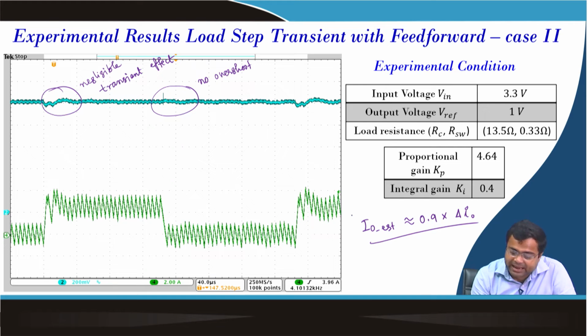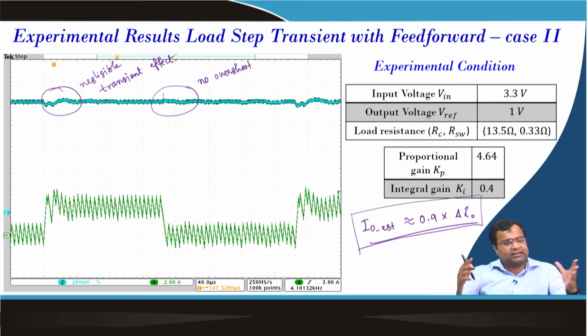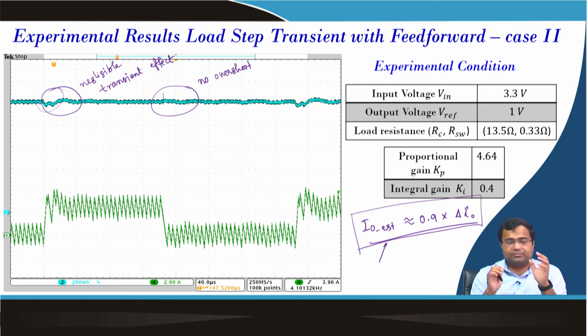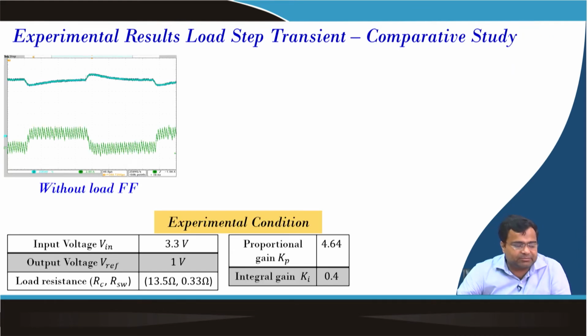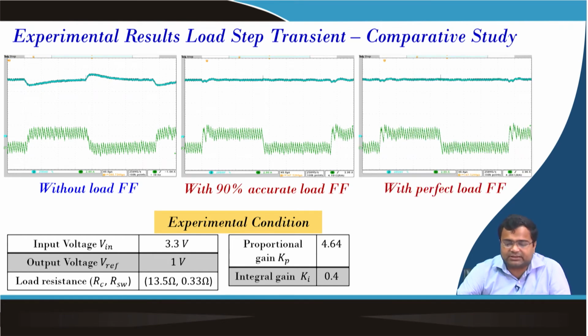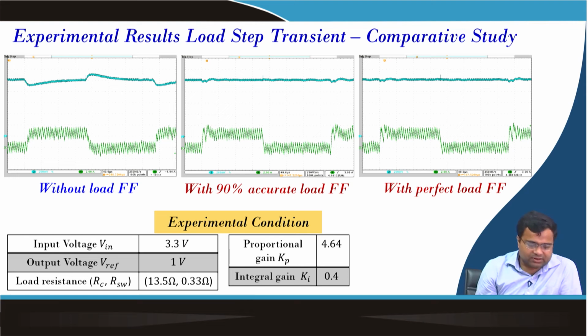That means even if you get some partial information of the load current, you can further reduce it. Maybe this will get a little bit more deteriorated, but it will be far better than without load feed forward. So in bottom line, if you compare, this is without load feed forward, this is 90% accurate load feed forward, and this is 100% accurate load feed forward. These two are more or less identical in transient performance, because 90% and 100% are almost close. So this is much superior than without load feed forward.